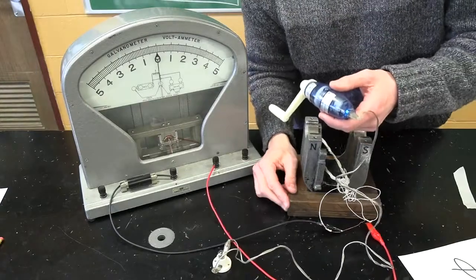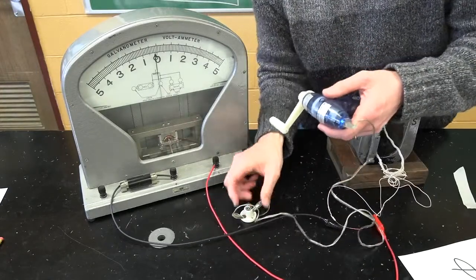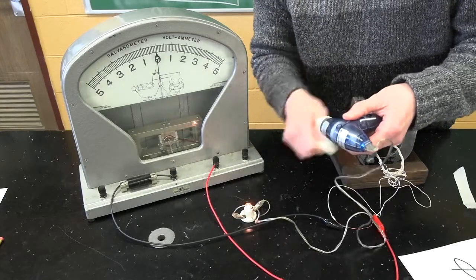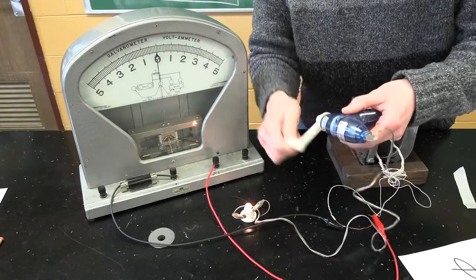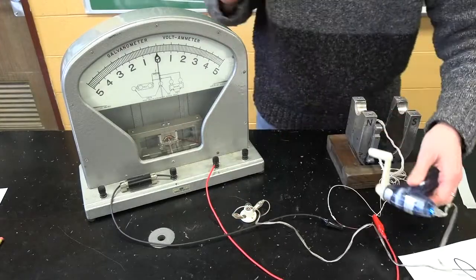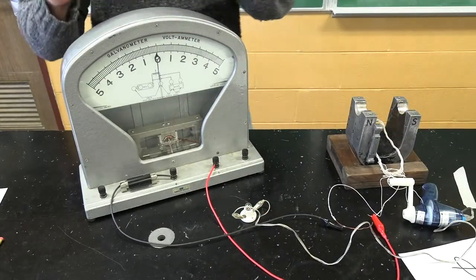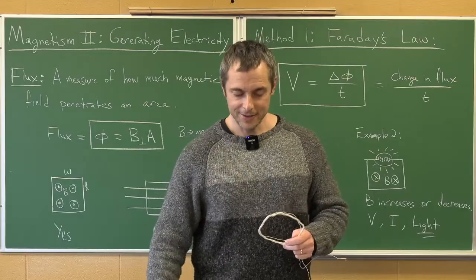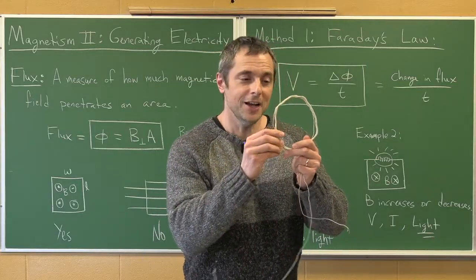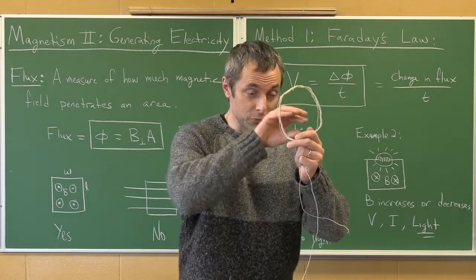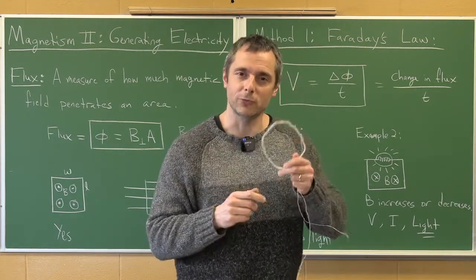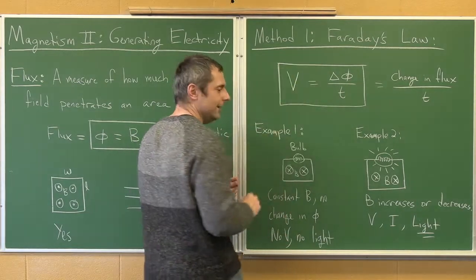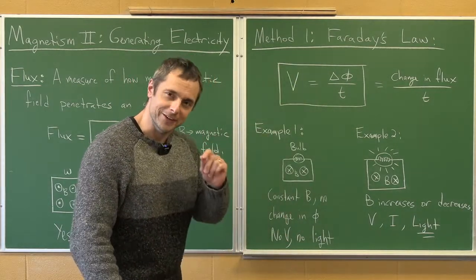You saw this earlier in the year, a hand crank generator. There are coils in here that I turn, and I generate the electricity by the magnetic effects of induction, Faraday's law. So let me go back to the board now and summarize what we learned. Changing a magnetic flux through a wire loop creates voltage, generates electricity. That's the first of the two techniques for generating electricity that we're going to learn today.